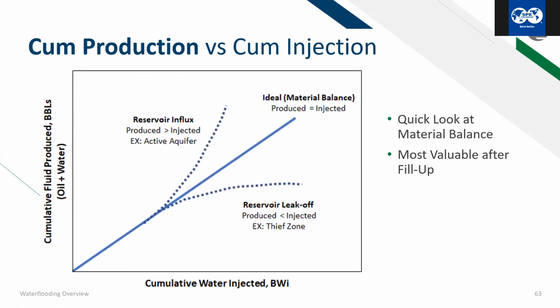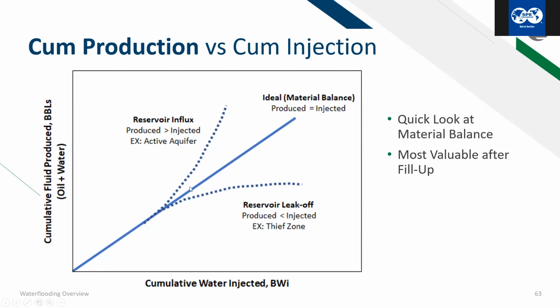All right, and this is the last field plot that I have. So this is the cume production versus cume injection, and it's really a quick look at your material balance, and therefore it's most valuable after you have achieved fill up. So if you're following the straight line trend, then you are producing everything that you're injecting volume wise, and so you have a balanced material balance, it's ideal.